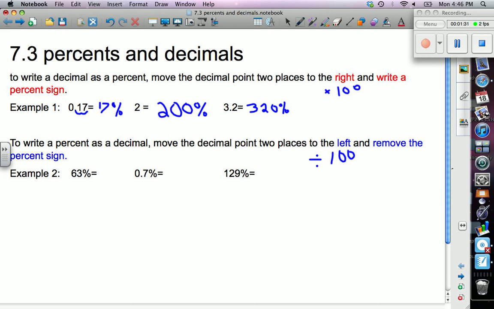So in this case, 63% divided by 100, we move it 2 places to the left, so we get 0.63. 0.7%, don't let this fool you, because we still have to move it 2 spots to the left. So 0.007. And lastly, 129%, well, this is going to become 1.29 as a decimal. So those are your first 2 examples.